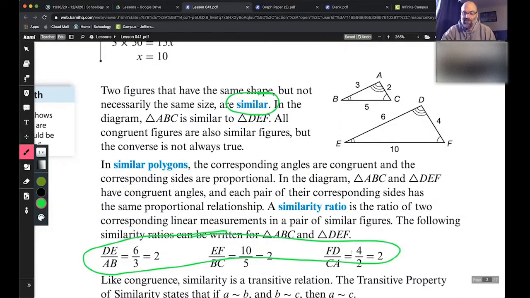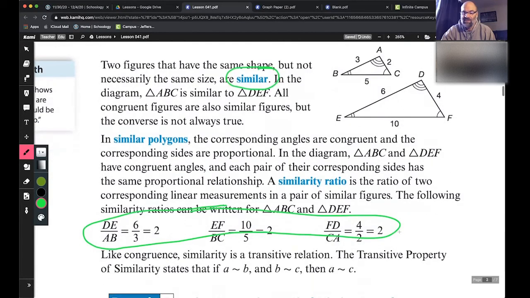All right, so here's similarity. Does somebody have a question?